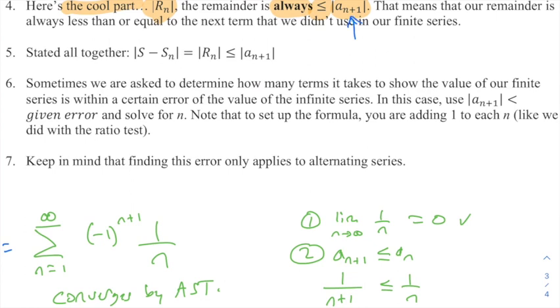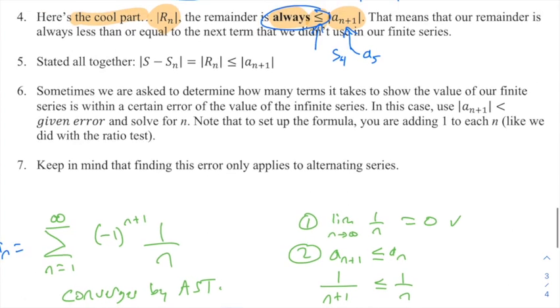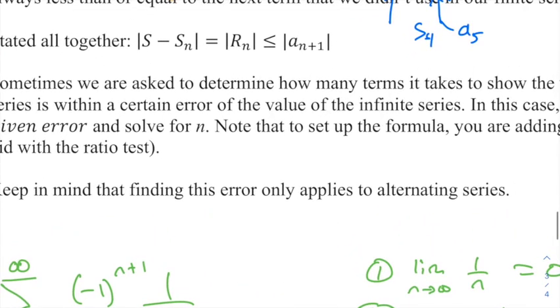Next neglected term. If we are going to find the partial sum of the first 4, then we are going to figure out, well, what is the 5th term in that series? And our remainder is always going to be less than or equal to that. So that means our remainder is always less than or equal to the next term that we didn't use in our finite series. Stated all together, the difference between our partial sum and the actual answer is called a remainder, and that remainder is always less than or equal to the next term we didn't use.